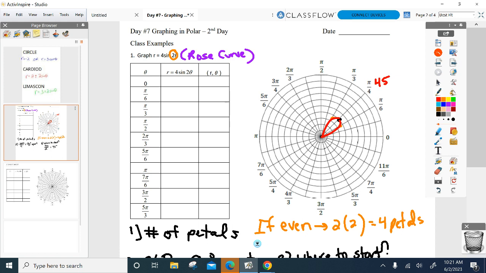1, 2, 3, 4. And take a wild guess. You don't even need your count. Guess what's going to be to the right and the left? 3.5. Okay, 3.5.